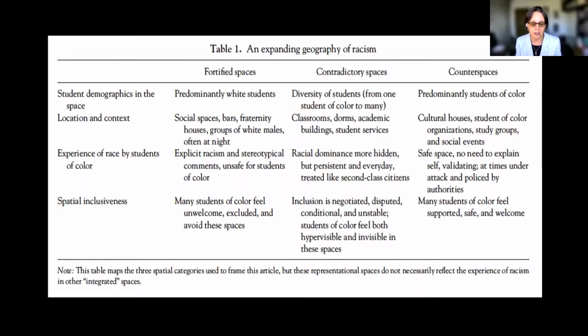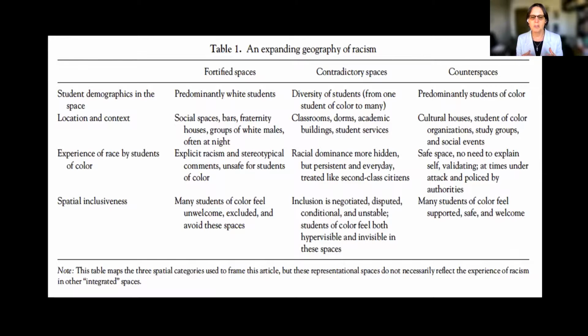And then finally, and this is the main piece of the paper, is the idea of the contradictory space. Those are the spaces that are central to the institution of higher learning: the classroom, the library, the office hours, the academic department, all of those things that make up the campus that are supposed to be open and inclusive for all students. They are the space of contradiction. And that is the thing that we really focus on.